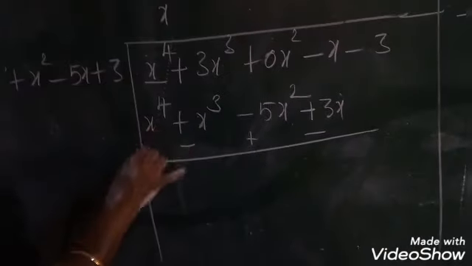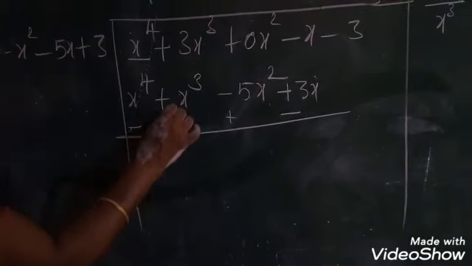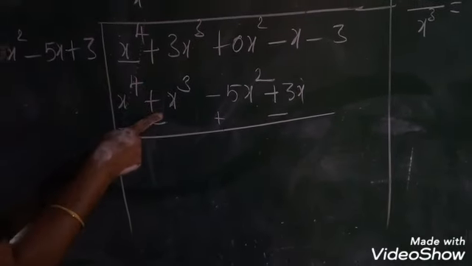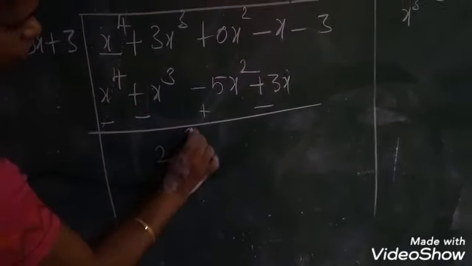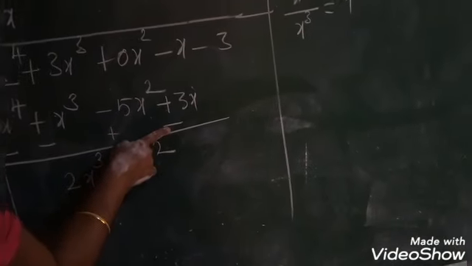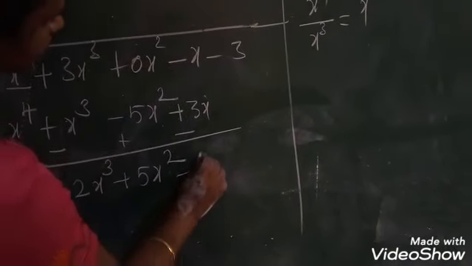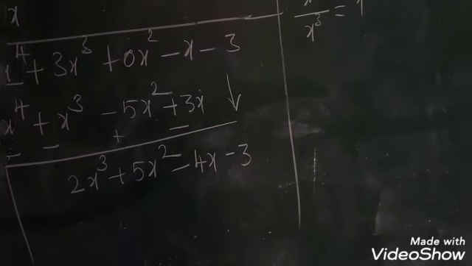Now the first term cancels, girls. Here the coefficient is 1, but 3 minus 1 is what? Yes, 2x cube. Then next, here 0 plus 5. Then what? Yes, 5x squared. Here minus 3 minus 1x. So what? Minus 4x. The next term you have to bring down.